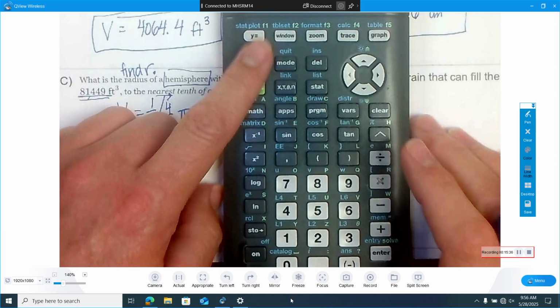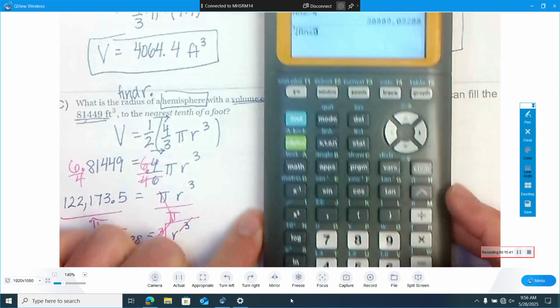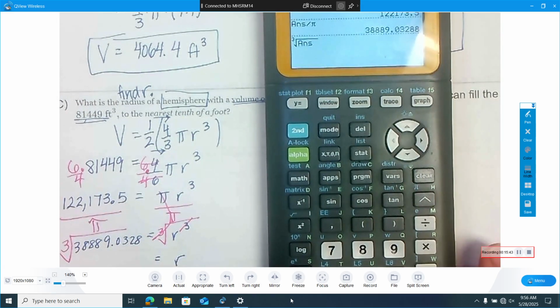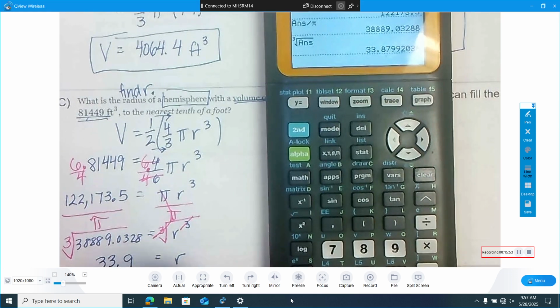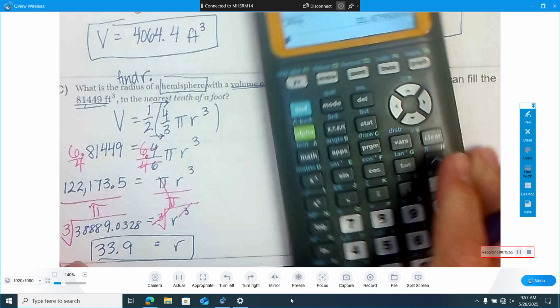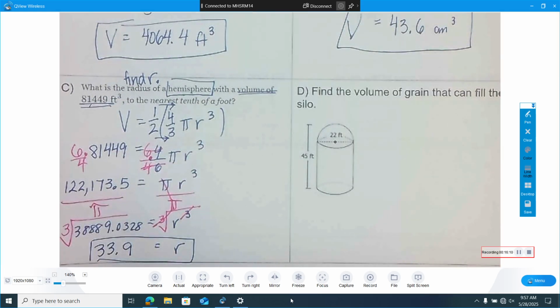So I'm going to do second answer, which is at the very bottom in blue, and that's going to pull in the previous answer. Yep, so we get 33.879, which is going to round to 33.9. And there's our radius of our hemisphere, okay? So use those buttons, use the answer, learn how to use the calculator. It's important. Questions on letter C? No. Okay. All right.